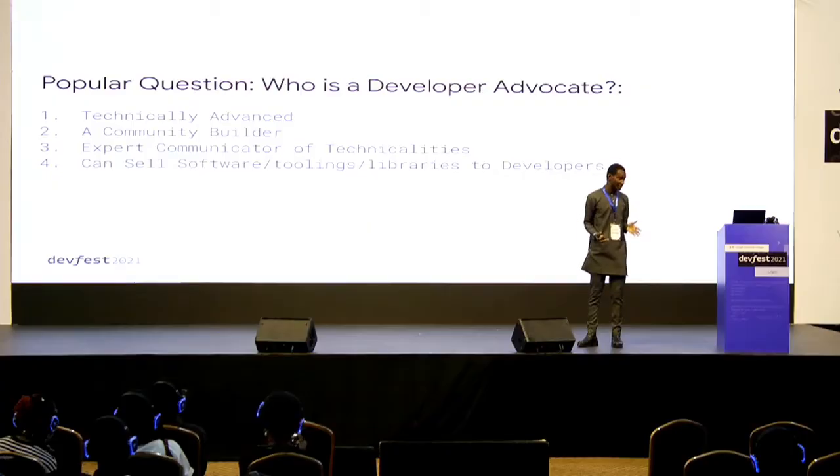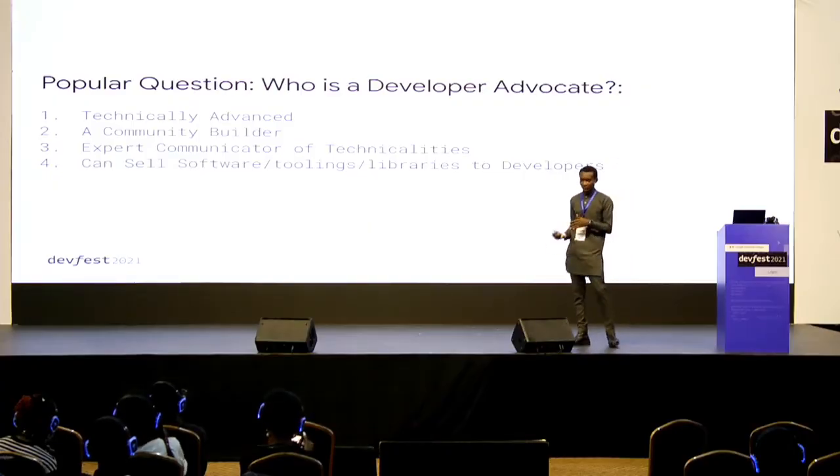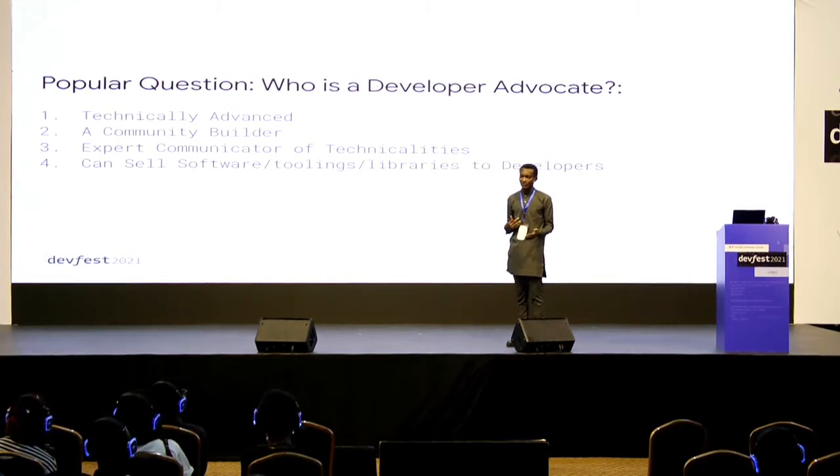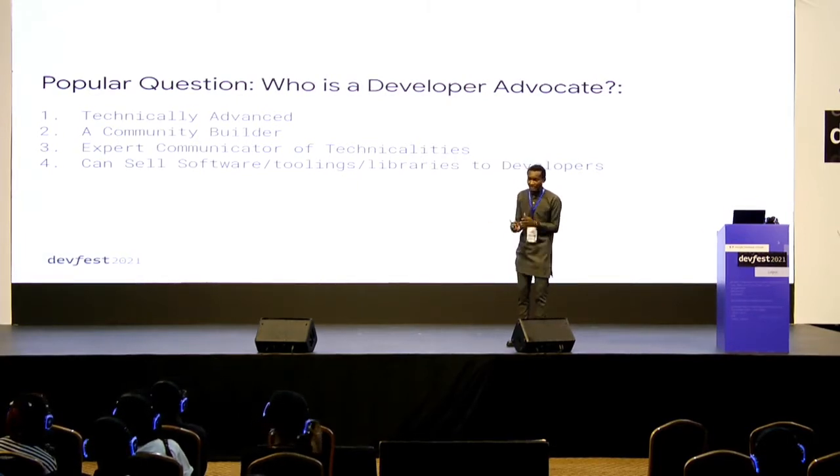What's going on here is community building, helping bring people together and helping people advance technically in their skills. So a community builder. Number three, expert communicator of technicalities. That means being able to break down complex code, complex theories and explanations into simple things that everyone can understand. As a developer advocate, you must be able to explain things so that even someone 10 years old will understand what you are saying. This is one of the most important parts of being a developer advocate.